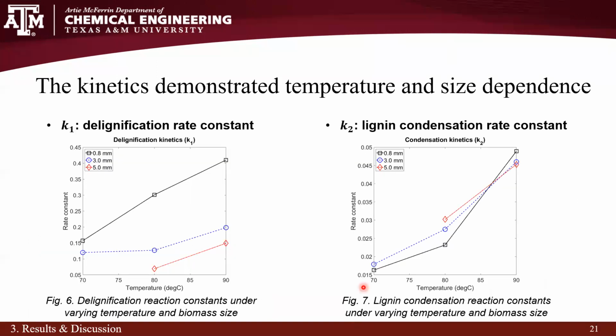And this is well summarized in the graph as well. When you take a look at figure 6, the delignification reaction constants under varying temperature and biomass size, it shows a clear temperature dependence and size dependence. However, in terms of the lignin condensation reaction, it shows a clear temperature dependence, but there is an insignificant and not meaningful relation between the size of the biomass and the condensation reaction rate constants.